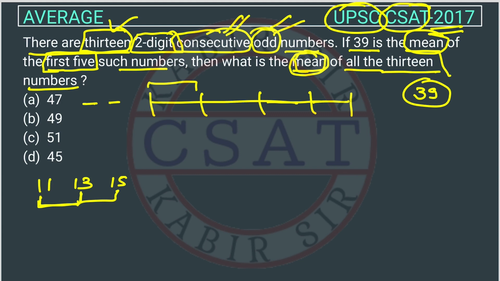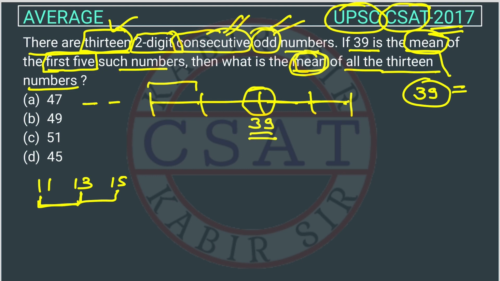So we know that their average, or their mean, is 39. If you remember, what do the average or the mean represent? They represent the central number, or the midpoint, of the data. So 39 is the mean, which means 39 will be here, because this is the center point. From here we can go 2 steps this side and 2 steps this side.